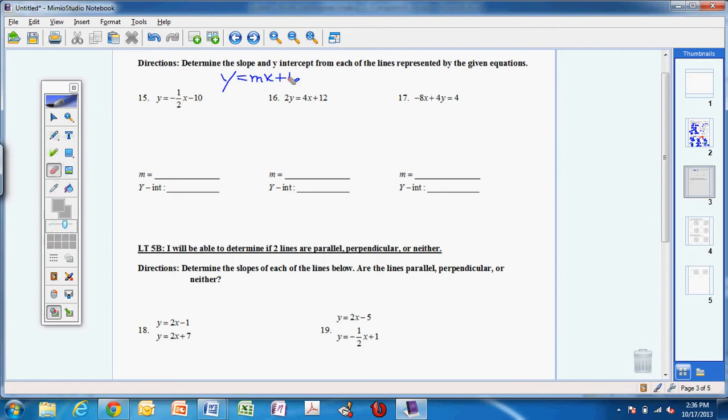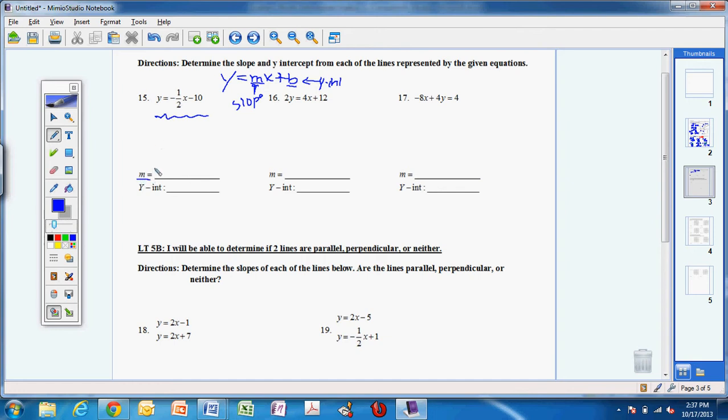slope-intercept form is y equals mx plus b. Y equals mx plus b. Because from this form, I can easily see my slope, which is m, and my y-intercept, which is the b part of it. For example, looking at 15, this is already in slope-intercept form because I have y by itself and I have my x term first. So from this, now I can actually look and see what my slope is and what my y-intercept is.